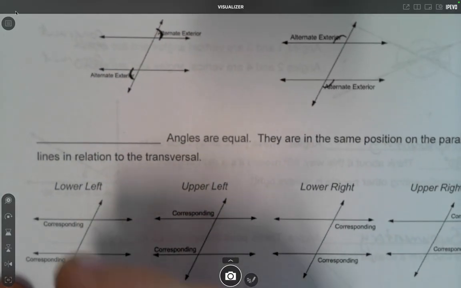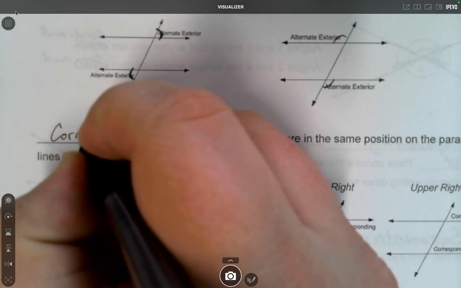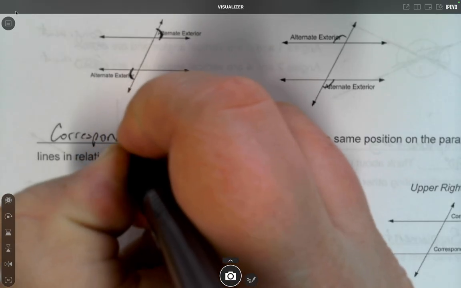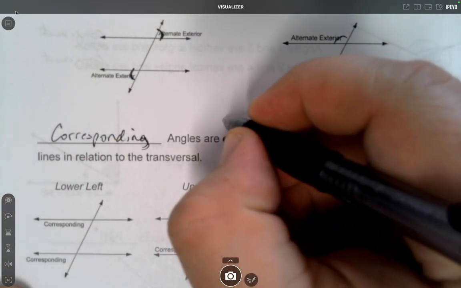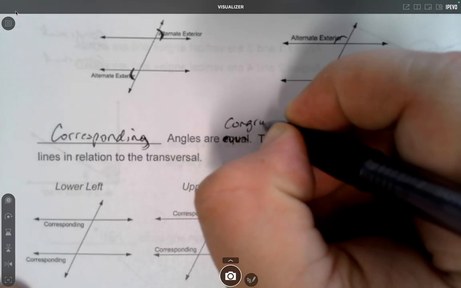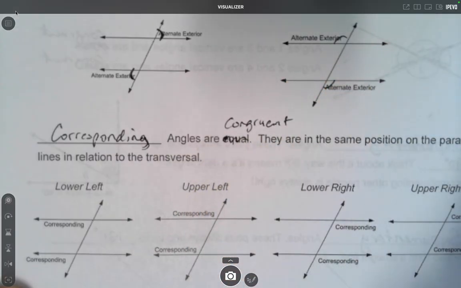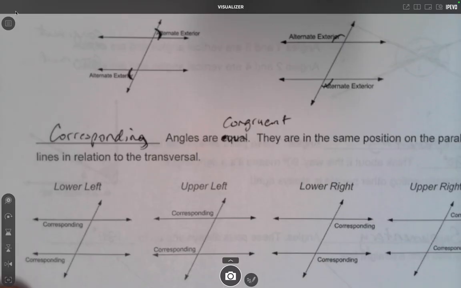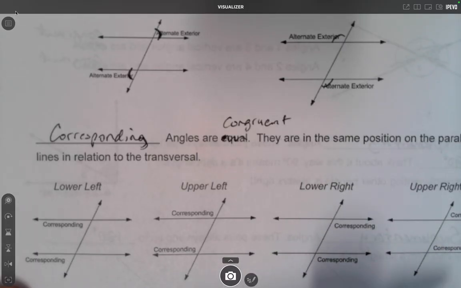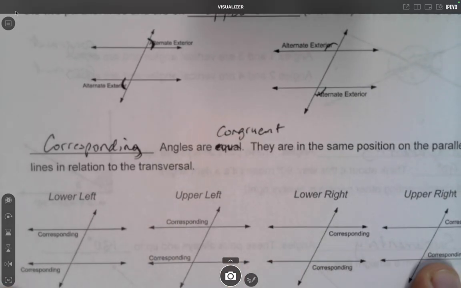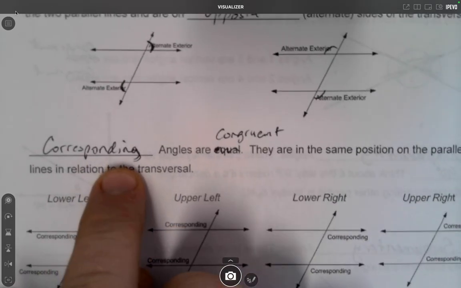Next up, corresponding. Corresponding angles are congruent. They are in the same positions on the parallel lines in relationship to the transversal. Okay, first, before I talk to these pictures, I want to just help you with the word corresponding.